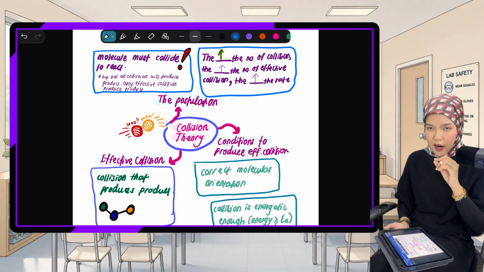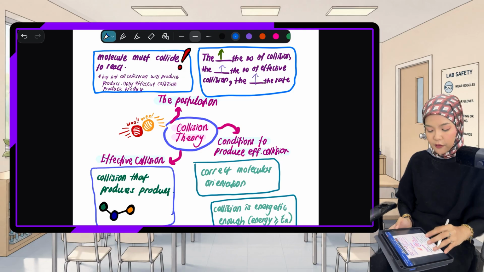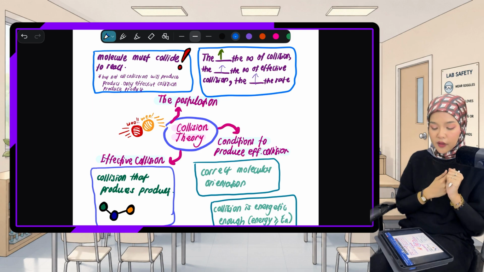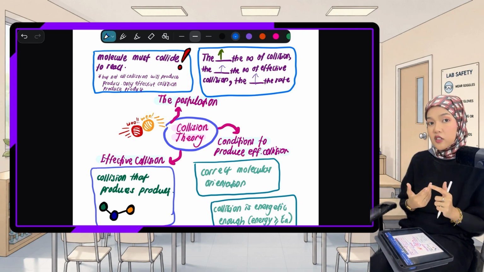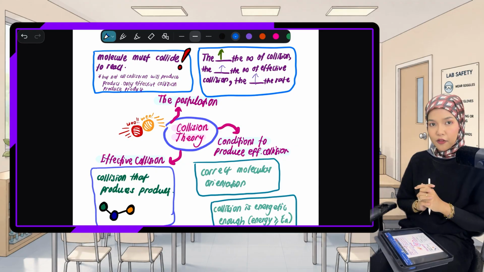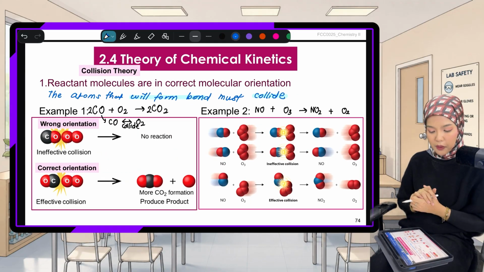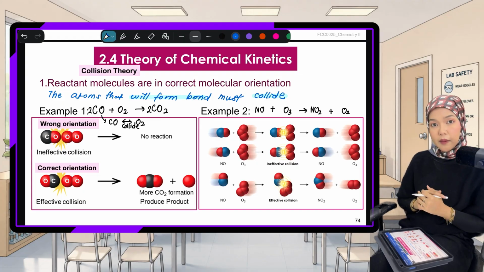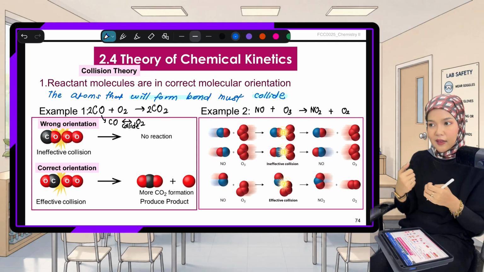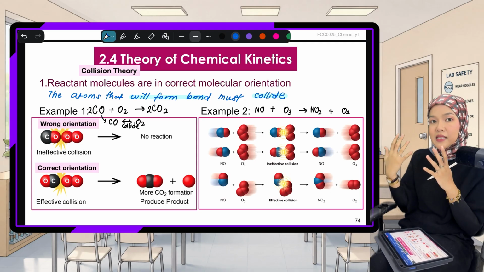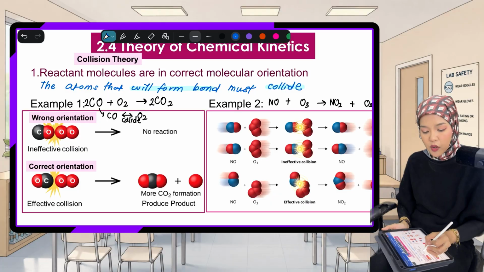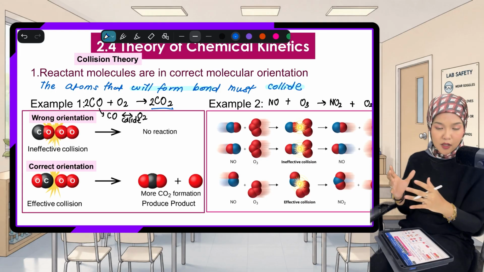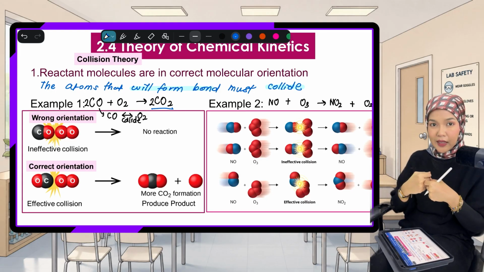How do you achieve an effective collision? You need to make sure the collision occurs in the correct orientation. The second one is that the collision must be energetic enough. Let me go quickly on this part. First, the reactant molecules must be in the correct molecular orientation, in which the atoms that are going to form the bonds must collide. For example, you want to create carbon dioxide from carbon monoxide and oxygen. So the orientation of the collision must be correct.